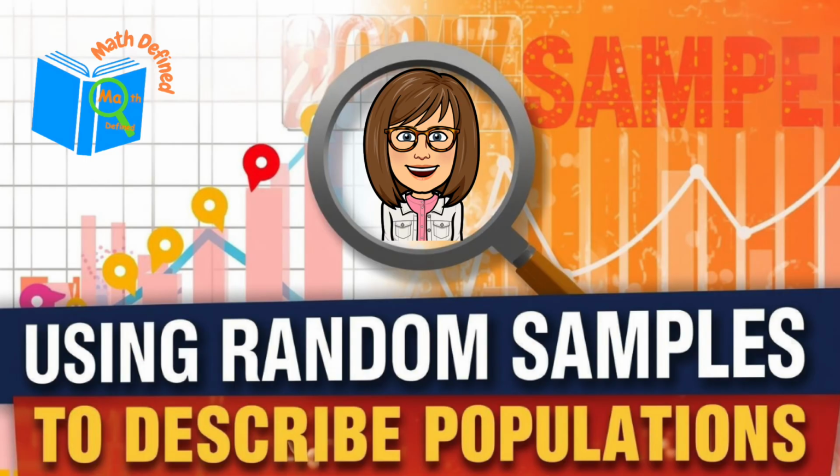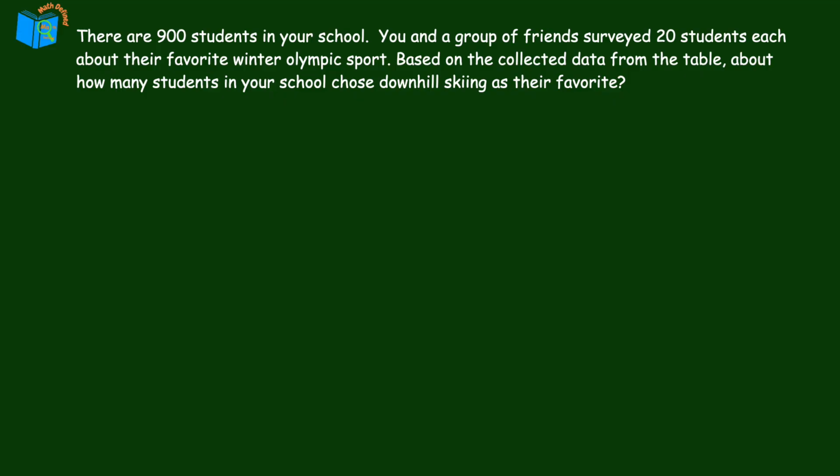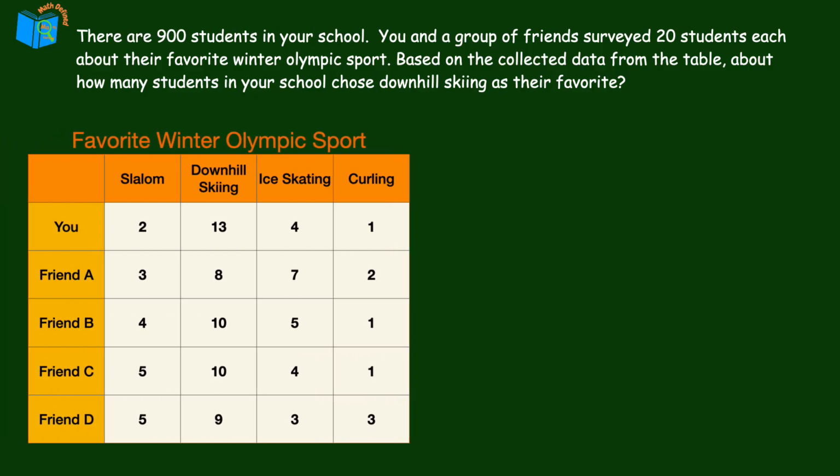Today we're learning how random samples help us make conclusions about a population and why different samples can give us different answers. Let's jump right into our first example. Take a look at this survey given to 900 students in your school about their favorite Winter Olympic sport. Instead of surveying everyone, you and 4 friends each surveyed 20 students. Let's take a look at the results of those random samples.